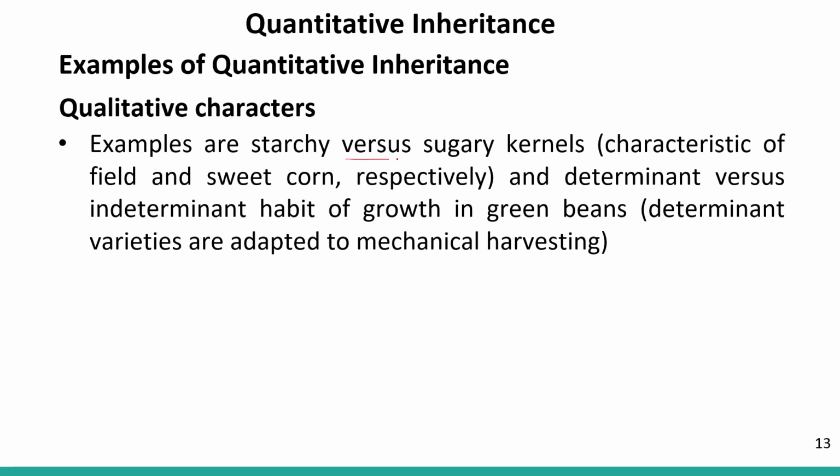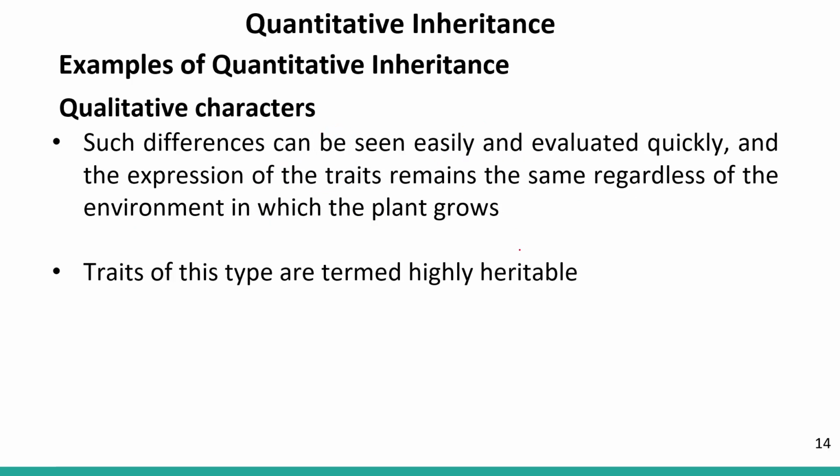Examples are starchy versus sugary kernels, that is the characteristic of field corn and sweet corn respectively. So sweet corn can either be a starchy one or one having more sugar content. And determinate versus indeterminate growth habit in green beans. The determinate varieties are adapted to mechanical harvesting. Such differences can be seen easily and evaluated quickly, and the expression of the traits remains the same regardless of the environment in which the plant grows.